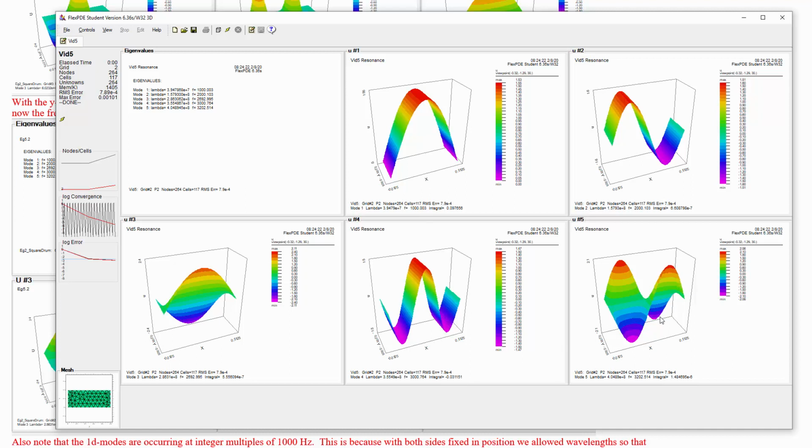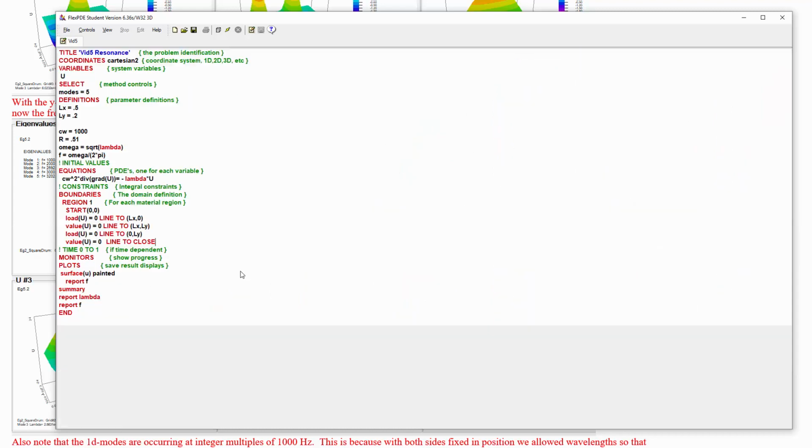Another mode here that has to do with the width. If we make the width a lot lower, right? We make the value in y smaller, then we'll find that this mode and this mode need to happen at relatively higher frequencies, so they're not going to be in the first 5 anymore.